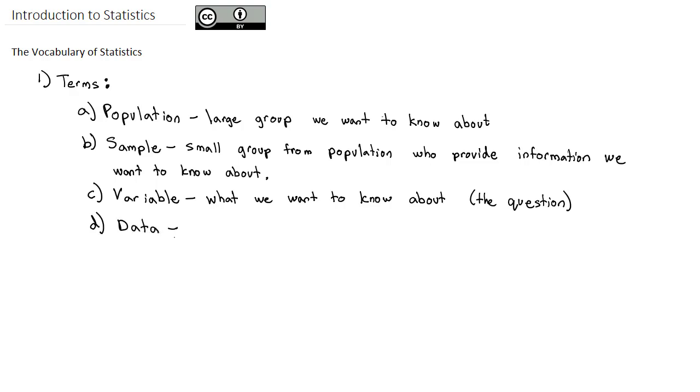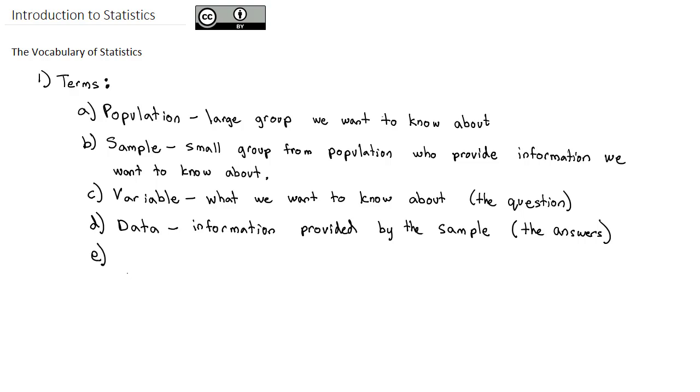Data, then, is the information provided by the sample. If the variable is the question we're asking, the data is the answers we receive. So my politician might be receiving data such as I support, I do not support, or I don't care about the issue.